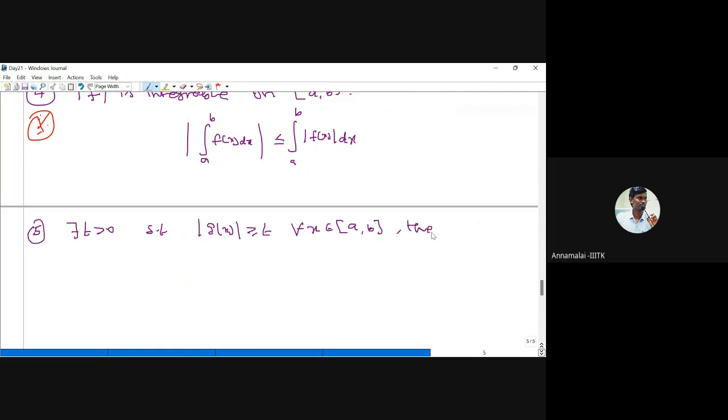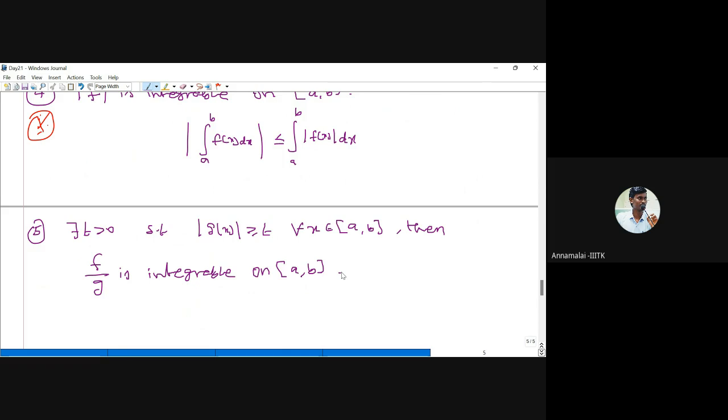Then the quotient f by g, because we need f by g to be bounded. Therefore, g should satisfy this condition, modulus of g of x greater than or equal to t for all x. Now this is integrable. f by g is integrable on the interval a comma b. And bounded is required because we are talking about integrals, which means it should be bounded.